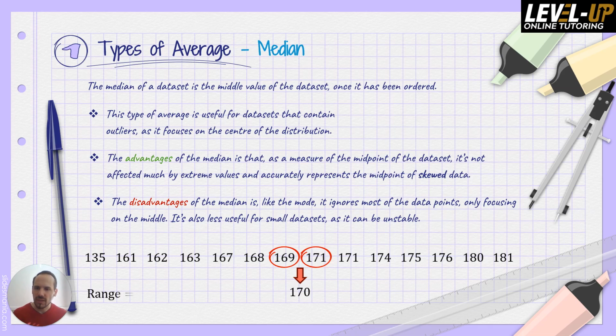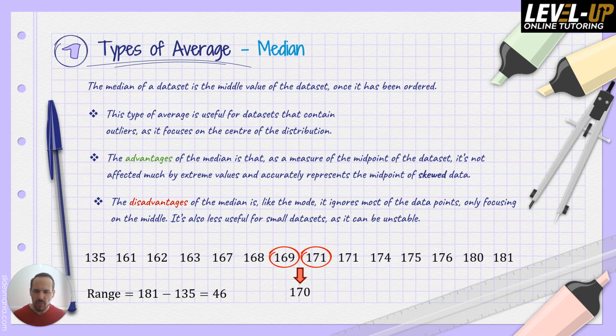One last thing you might want to be aware of is the range, which is not a type of average really, but it's something you might be asked about and something that's useful in certain circumstances. It's basically the range of data that we have, the difference between the highest value and the lowest value we have, which in this case is 46 centimeters, because these are heights of students. So you see there 181 minus 135 and we get 46. So that would be the range. Another key word to be aware of there.